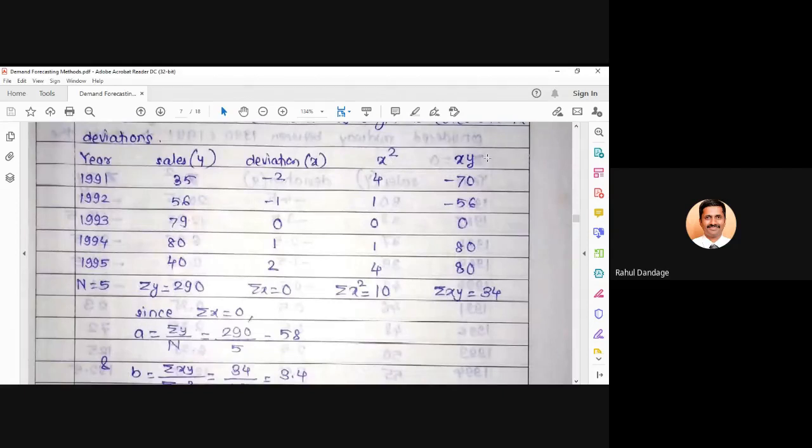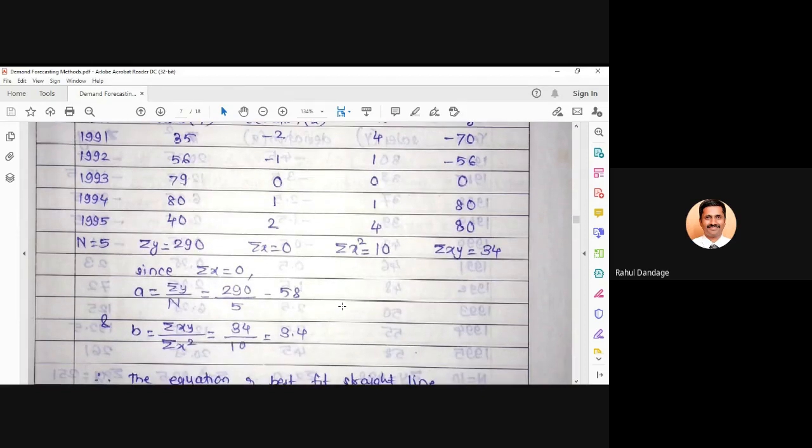Once we ensure that the summation of x is equal to 0, we calculate the two columns, that is x square and xy. We calculate the summation of y, the summation of x square, and also the summation of xy. Once we have all these values available, that is capital N, the number of periods, summation of y, that is the summation of demands or sales for whatever number of periods are given to you, summation of x kept as 0, summation x square and summation xy, then simply we have to substitute these in the formulae for a and b.